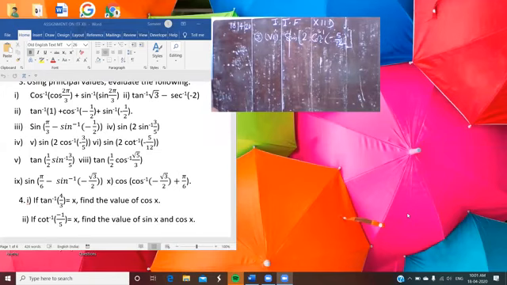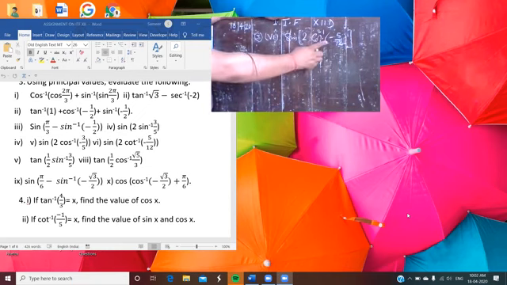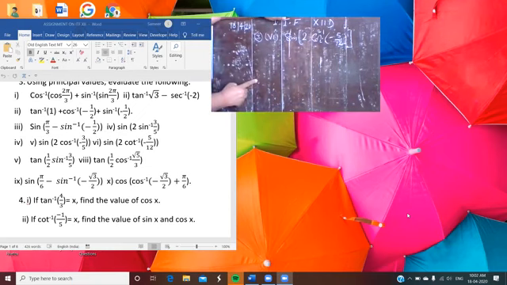So today we have to start from question number 3, and it's sixth part. Here you have to find the value of sine 2 cot inverse minus 5 by 12. So how do you find its value? In that case, first you have to assume cot inverse minus 5 by 12 is equal to x.